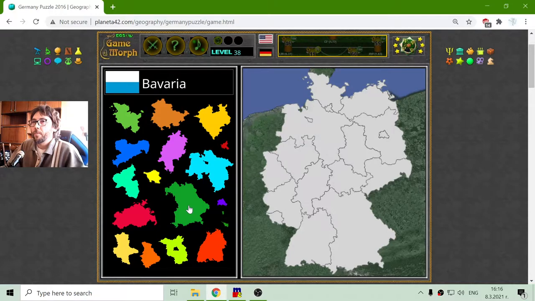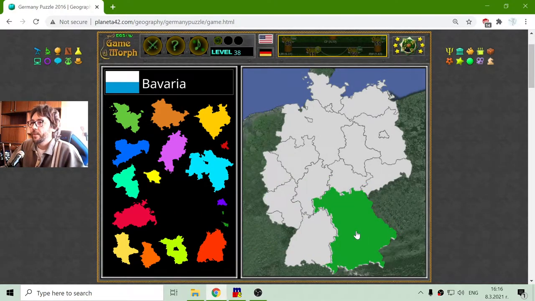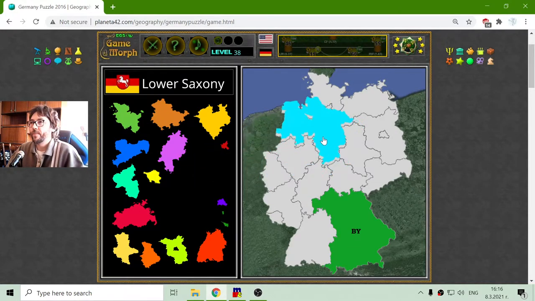Now I will begin with Bavaria, very popular. And when I place it correctly, I will get its initial letters, BY, for Bavaria. Okay, next. That is Lower Saxony, here in the upper part of Germany. Letters NY.